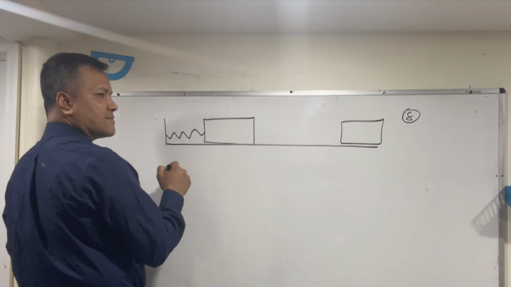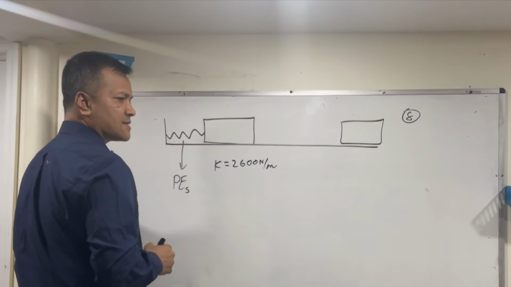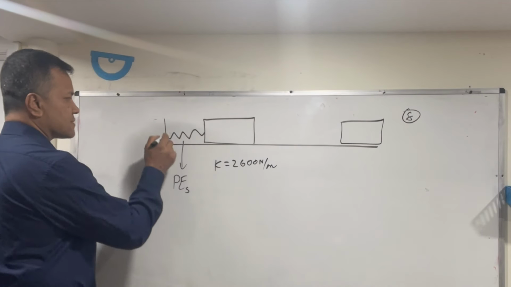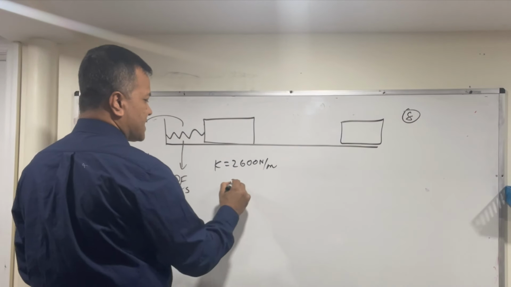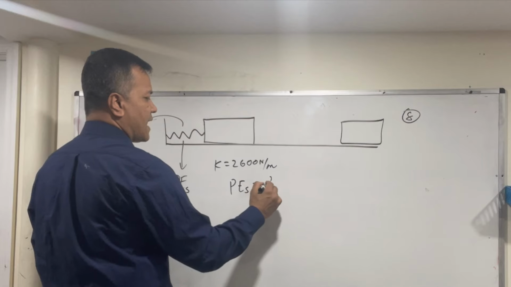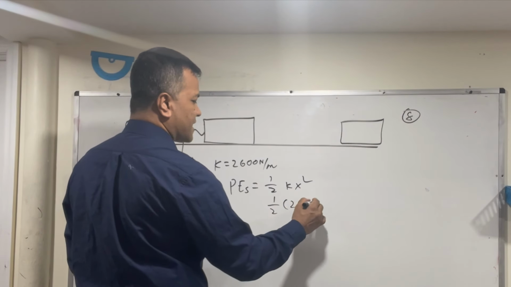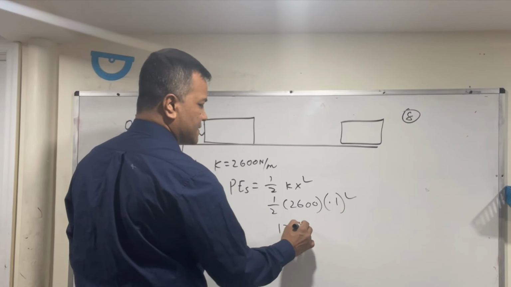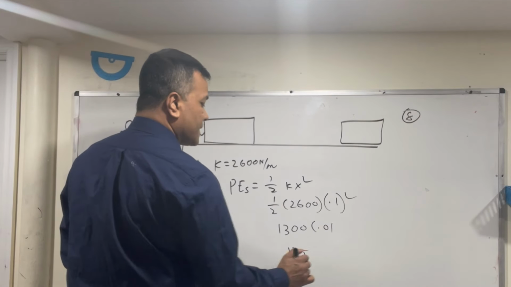So what is the K? 2600 newtons per meter. And what else is given? How much it is compressed? 0.1. All right. So the potential energy of the spring is half kx squared. Half of 2600 is 1300, times 0.1 squared, so 1300 times 0.01, which is 13 joules.